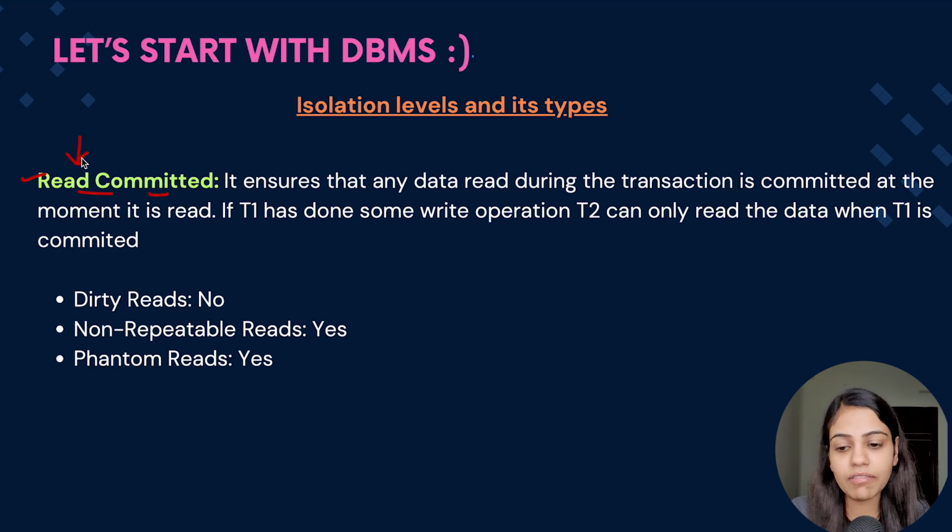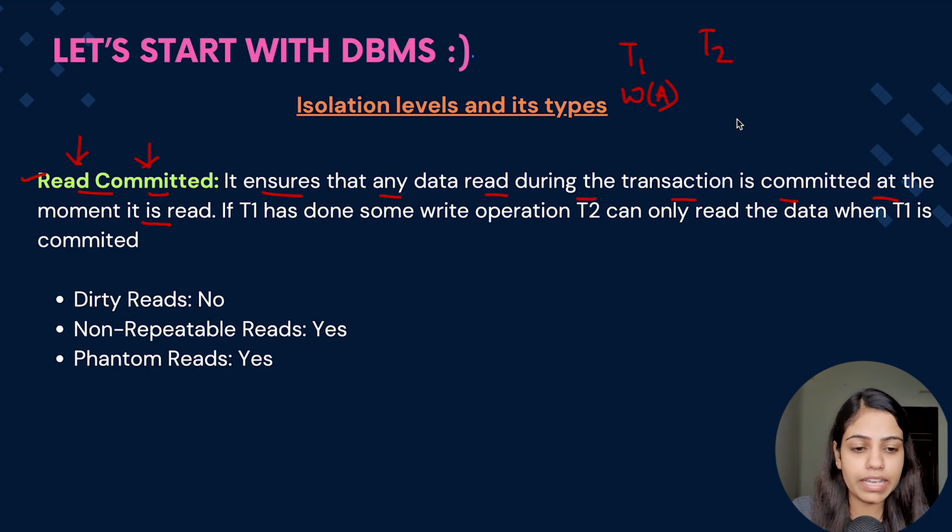It says read the value only when it is committed. So it ensures that any data read during the transaction is committed at the moment it's read. If there are two transactions T1 and T2, and as part of T1 I am writing some value to A and as part of T2 I am reading the value of A, I can only perform this read operation once the transaction is committed and the data is saved into our database.